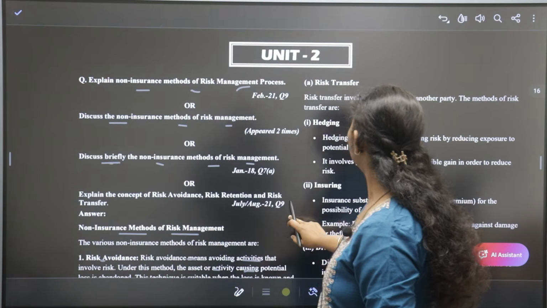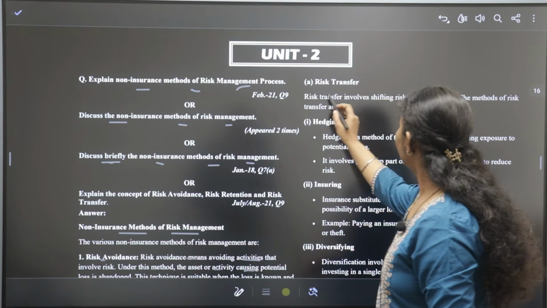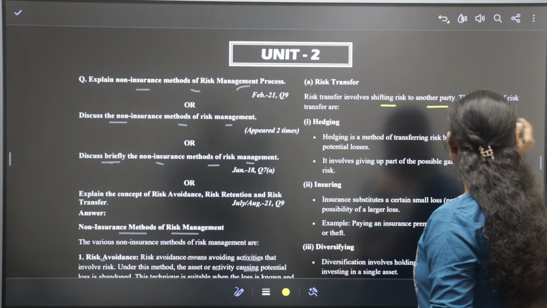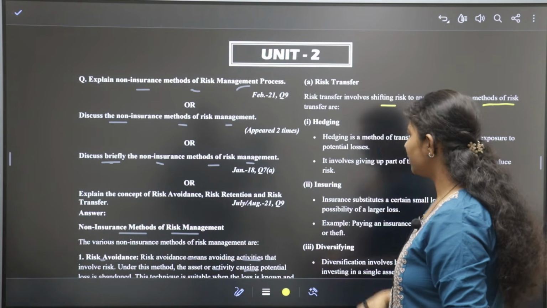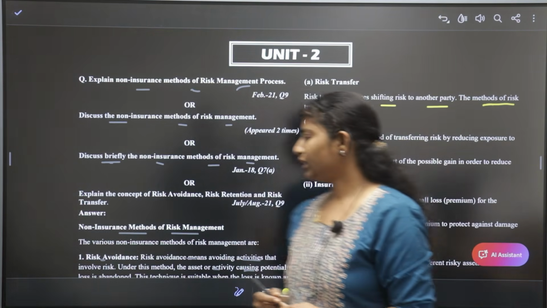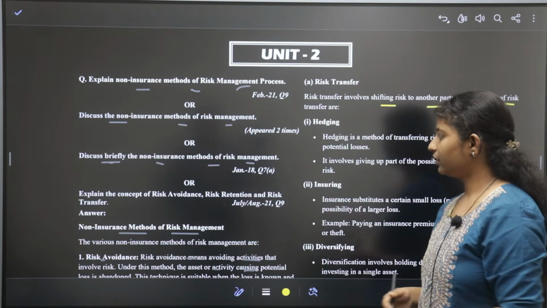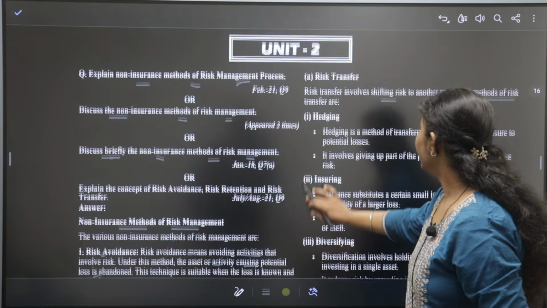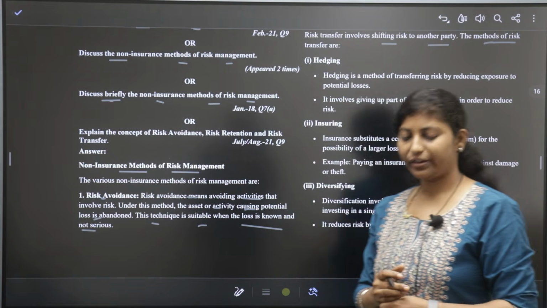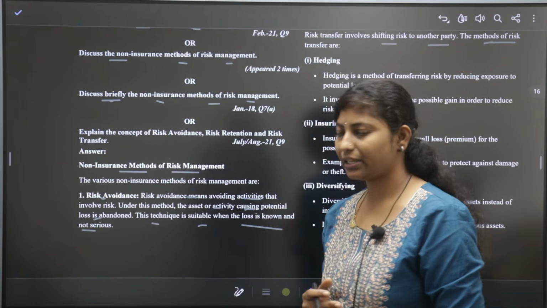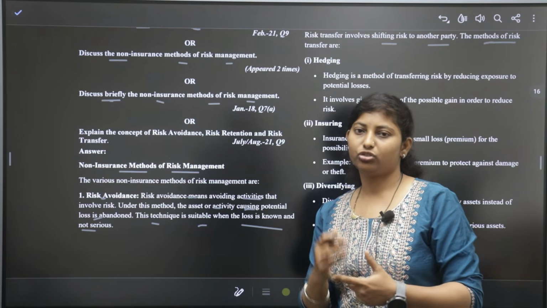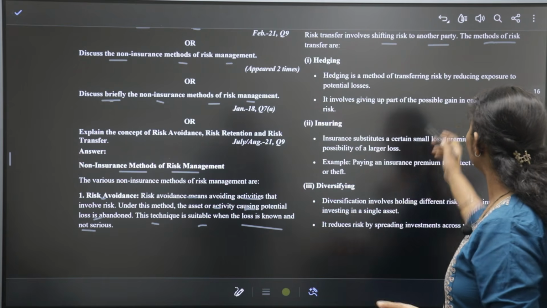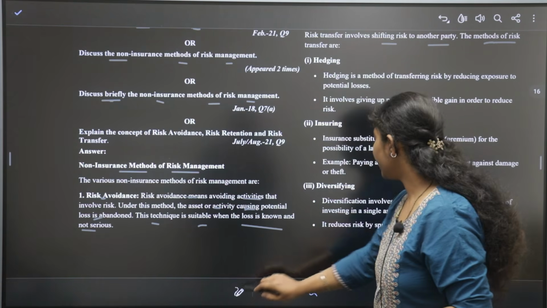Next we have risk transfer. Risk transfer involves shifting the risk to another party, from one party to another. Under risk transfer we have some different methods. First we have hedging. Hedging, as we already discussed, uses financial instruments such as forwards, futures, options and swaps. Hedging helps you transfer your risk by reducing exposure to potential losses.